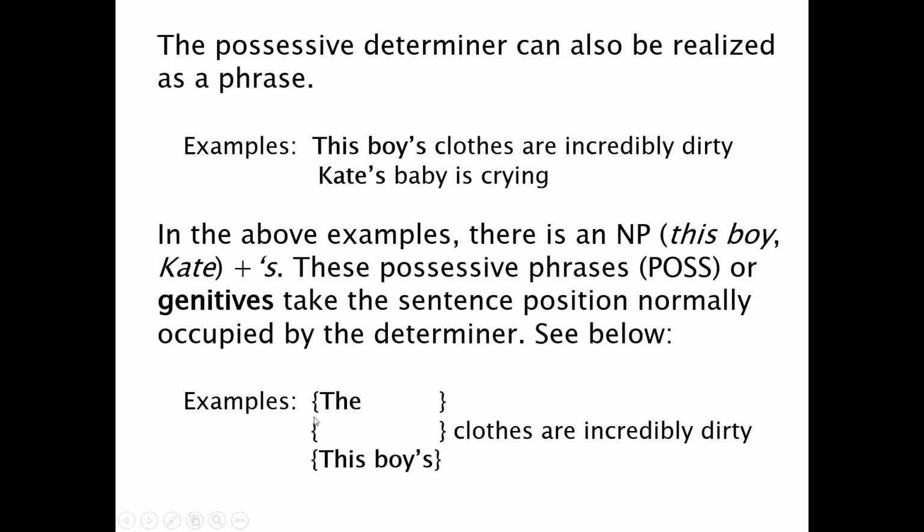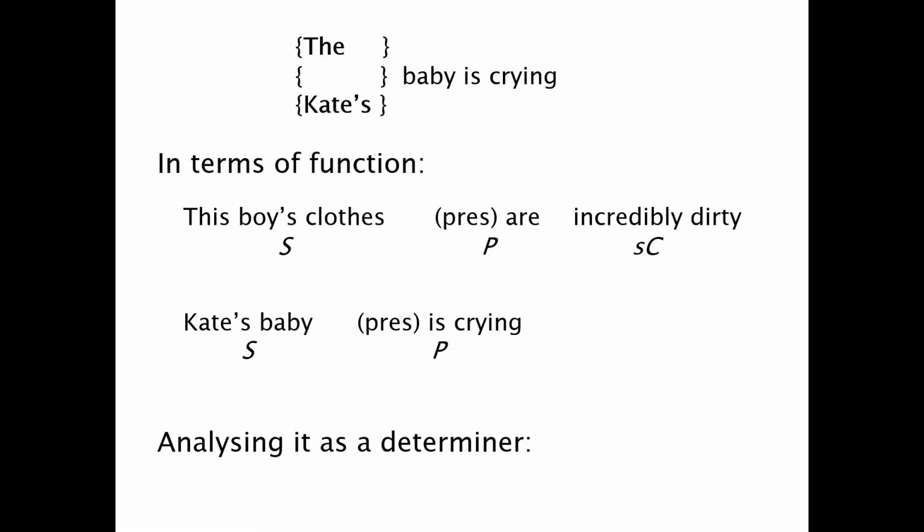So here we have the clothes are incredibly dirty, this boy's clothes are incredibly dirty, etc. The baby is crying, Kate's baby is crying. So you can drop the word Kate that has the possessive s. In terms of function, this boy's clothes function as a subject, and we have are, which is the verb, and incredibly is the complement of the subject.